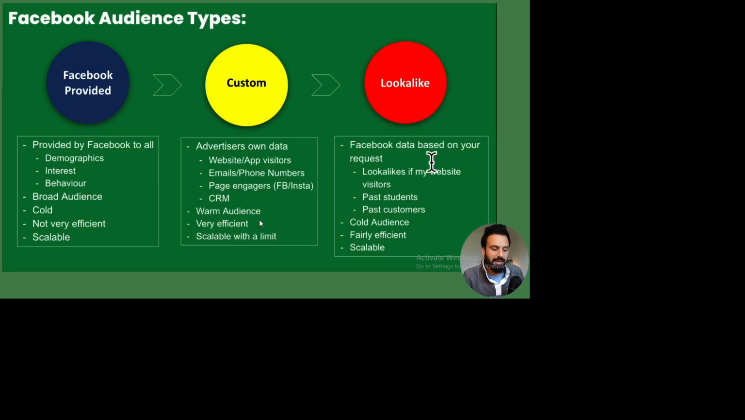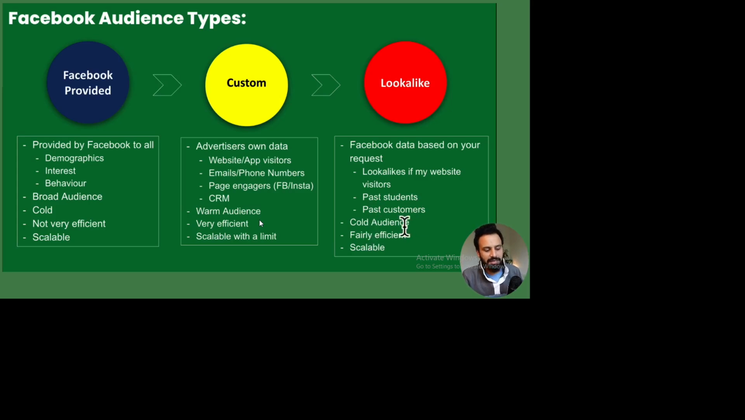So to give you some examples, you can create a lookalike audience of people who visited my website. Okay, these are the people who visited my website. That means they are somehow interested in my brand. Find me audiences like them. Similarly, similar audiences of past students. These are the 2000 email addresses which have previously bought my courses. Find me people like them.